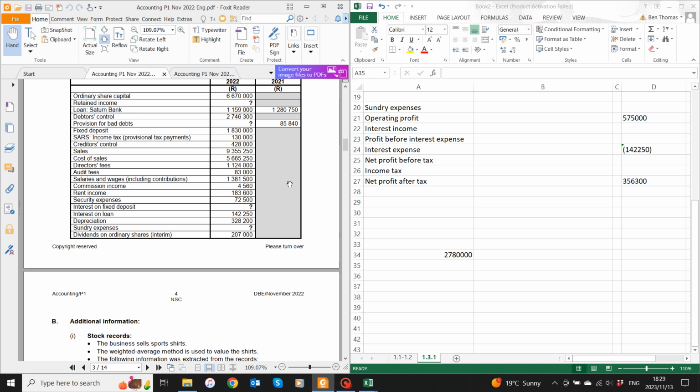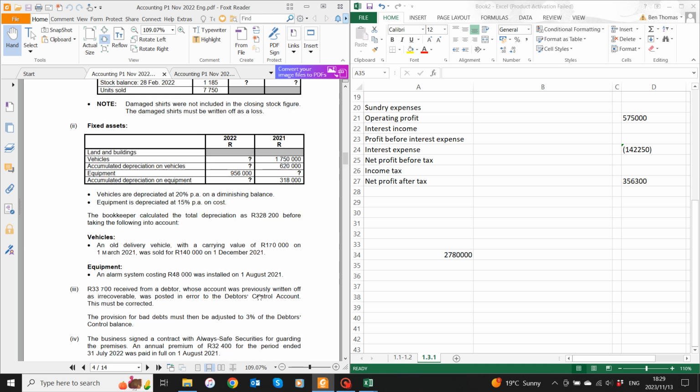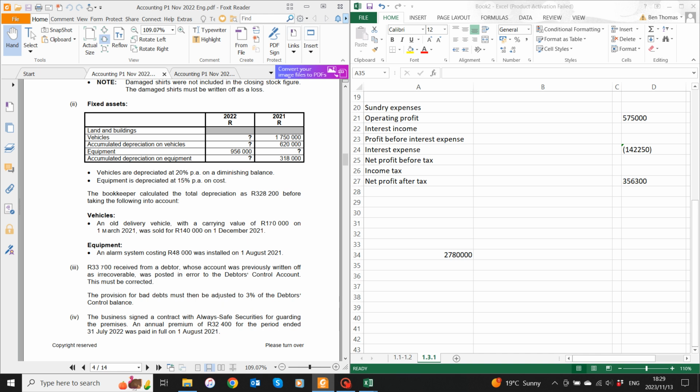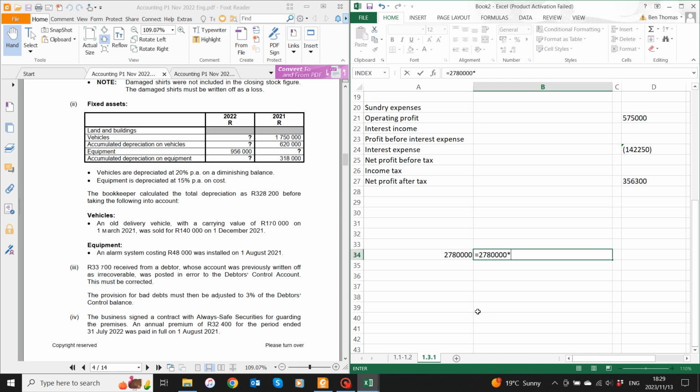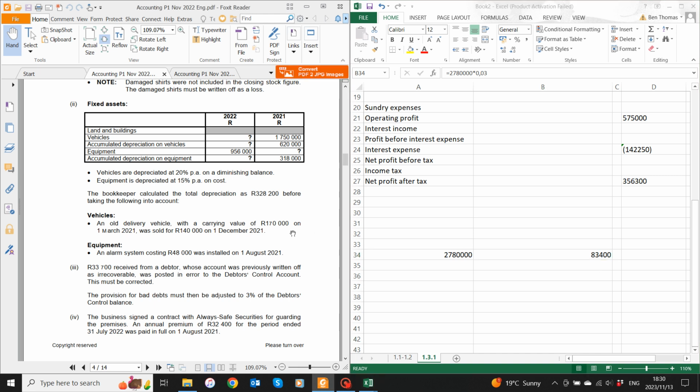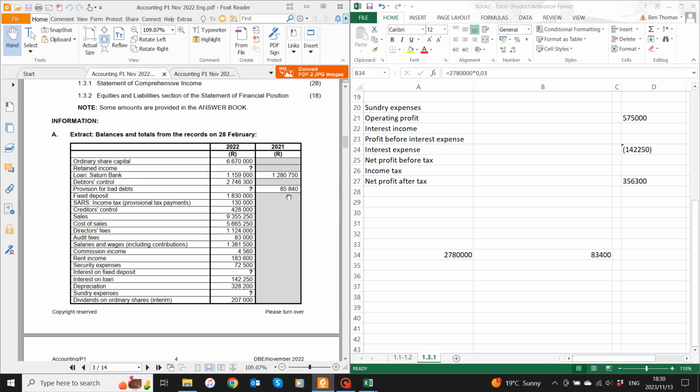So now, let's look at what they're telling us about debtors control. The provision for bad debts must be adjusted to 3% of debtors control. So that means it's 3% of this amount. So now we're going to say 2,780,000 multiplied by 3%, which is 83,400. Okay, so now 83,400 is my new provision for bad debts amount. But how much was it before? It was 85,840.